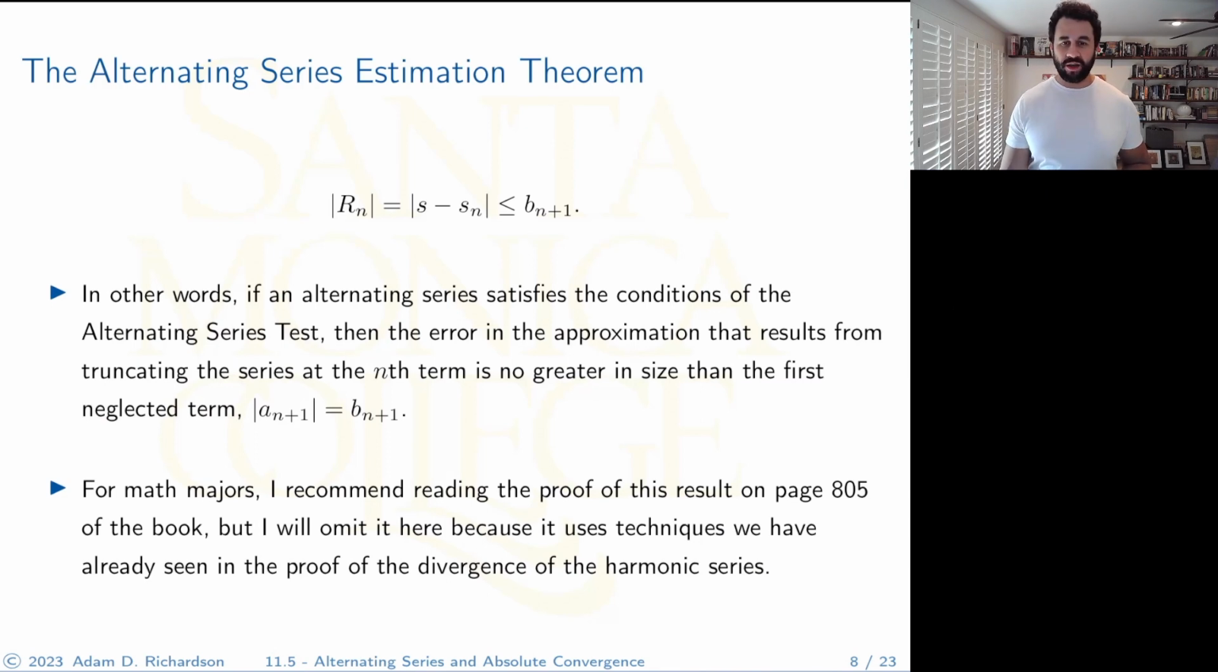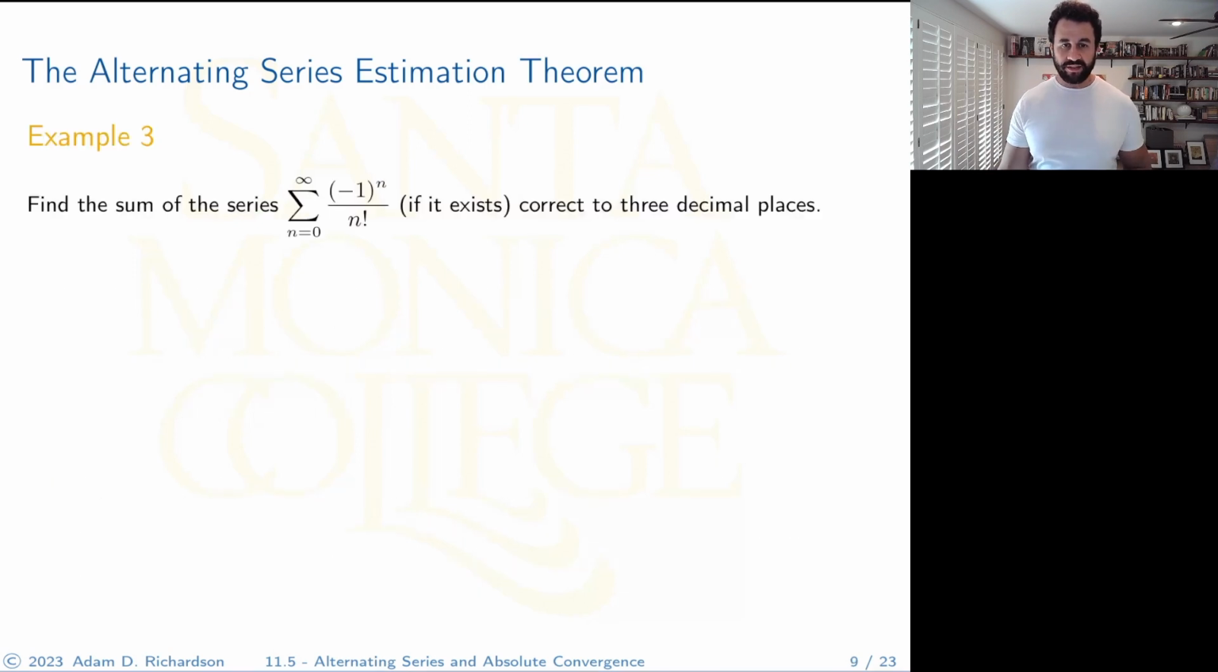All right, so this other note on this slide is for math majors. I recommend that you read the proof of this result on page 805, but I'm going to omit it here because it uses techniques that we've already seen before, in particular when we proved the divergence of the harmonic series. So you can use a similar technique of looking at partial sums and getting this result from that idea or from that investigation. All right, so let's try this.